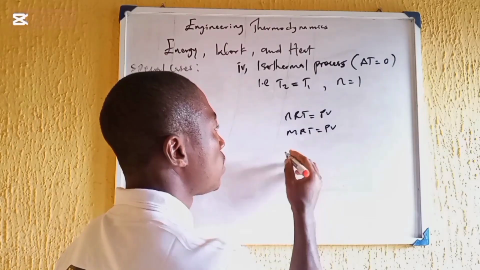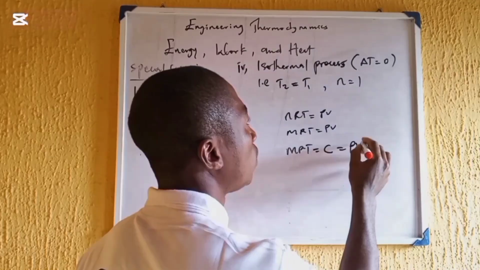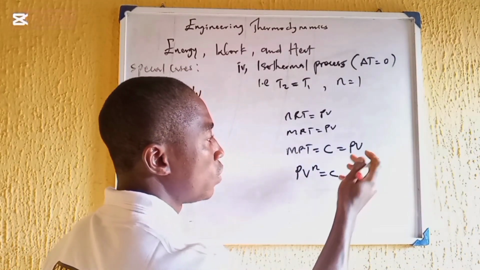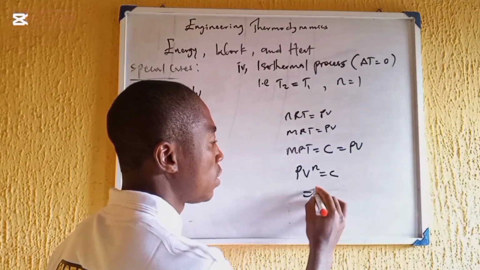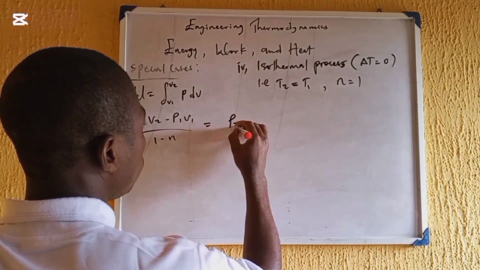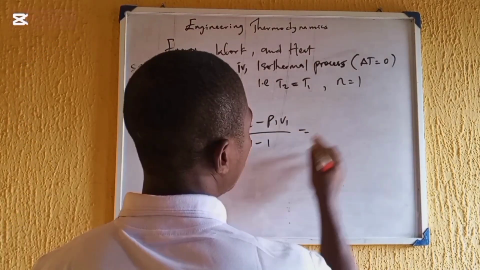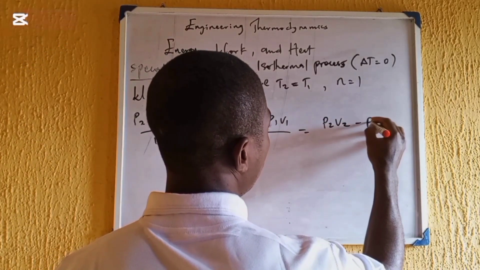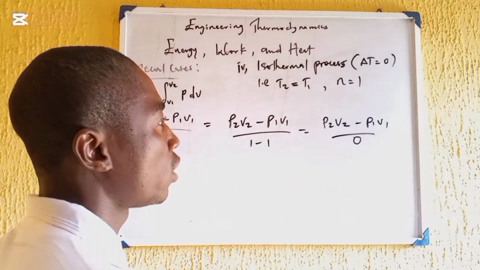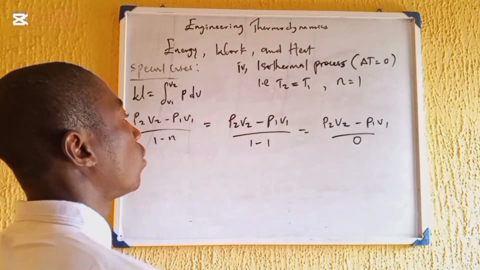So when T is constant, it means that mRT is equal to constant, which is equal to PV. And remember, for the polytropic process, PV to the power n is equal to C. So if this is equal to this, it implies that n is equal to 1. So applying this here, we'll be having P2V2 minus P1V1 over 1 minus 1. That gives us P2V2 minus P1V1 over 0. This answer is undefined. So what do we do? We go back to the formula for work, and from there we derive the formula for isothermal process.